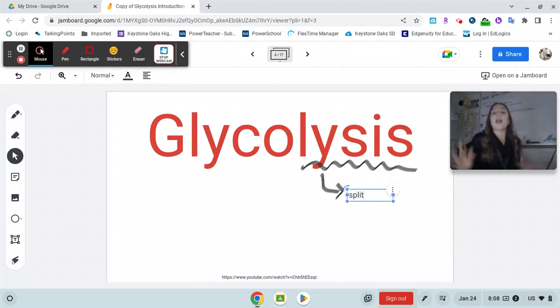So when I look at the word glycolysis, the ending is the same as lysis, right? Hydrolysis, we're adding water to split. Glycolysis, we're going to split something. But let's look at the beginning. Maybe that'll help us figure out what we're splitting.